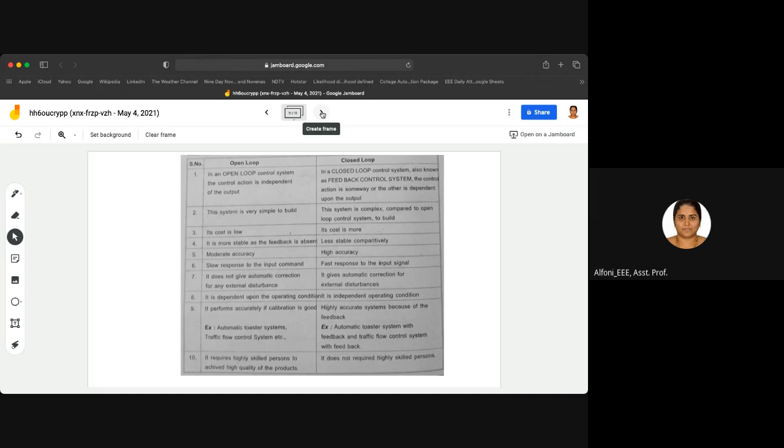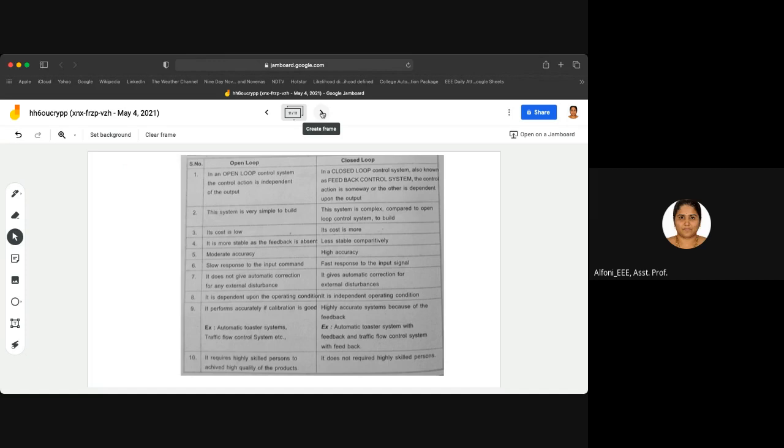Since feedback is absent in an open loop system, the open loop system is more stable when compared to a closed loop system, which includes feedback. We can say that the accuracy is moderate in an open loop system, and the closed loop system has high accuracy. As discussed, we can consider some more examples, like an automatic toaster system.